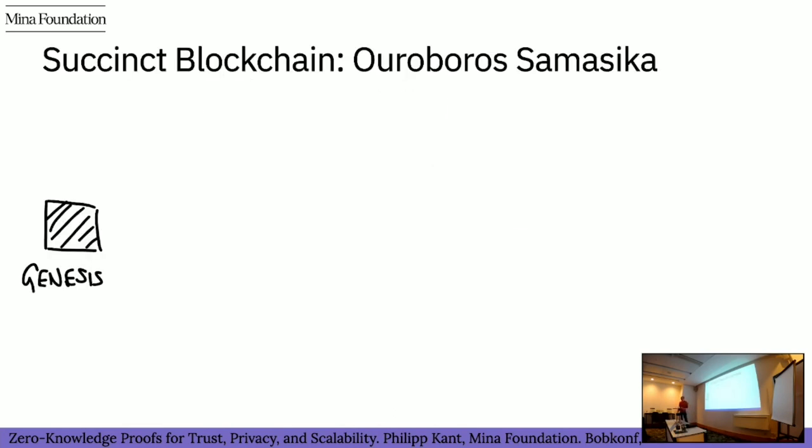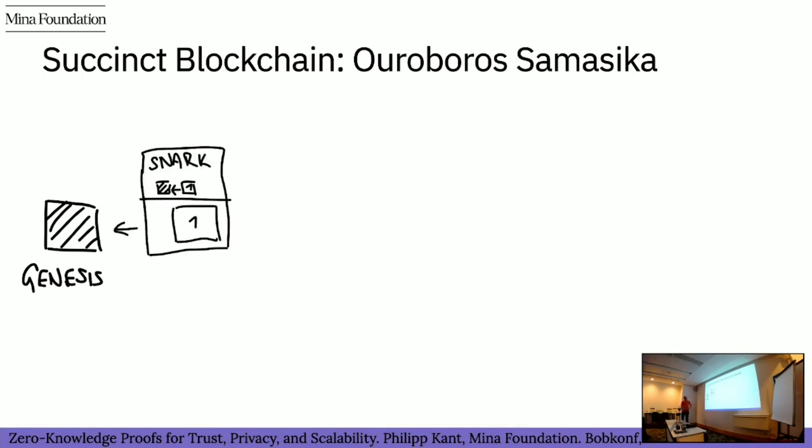And that is what we use in the protocol that we use at MINA, which is called Ouroboros Samasika. It's a variant of the Ouroboros family, which has been invented for Cardano. And the way that it works is that, again, you start with a genesis block. But when the first block producer produces their block, they produce a SNARK, so a proof of knowledge that that block is actually a valid extension of the genesis block, meaning that there exist correctly signed and valid transactions that go from the genesis block to that block number one.